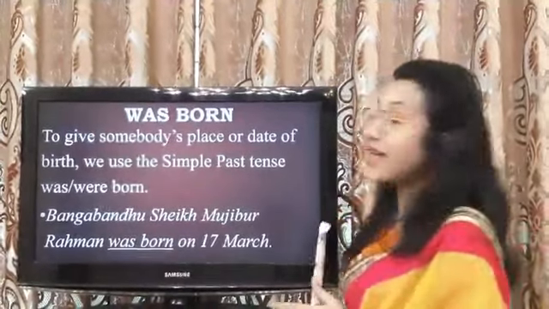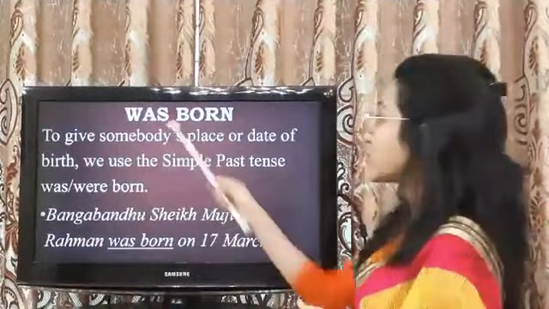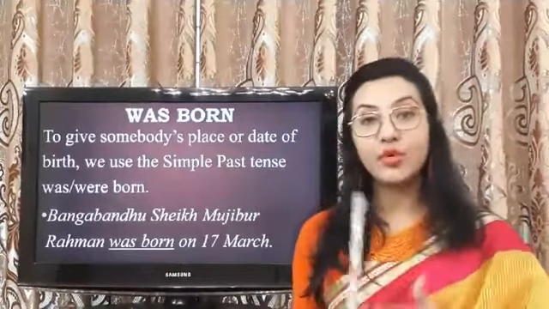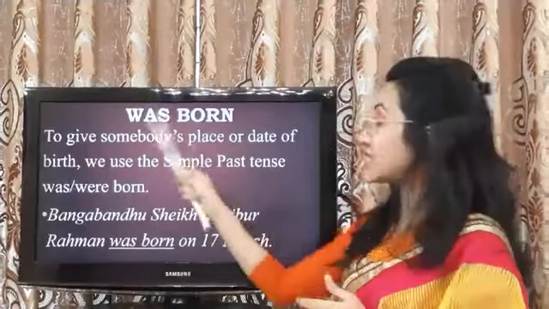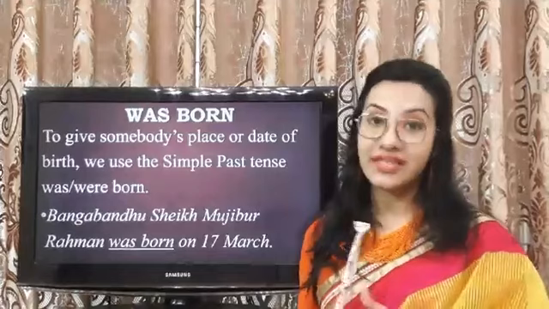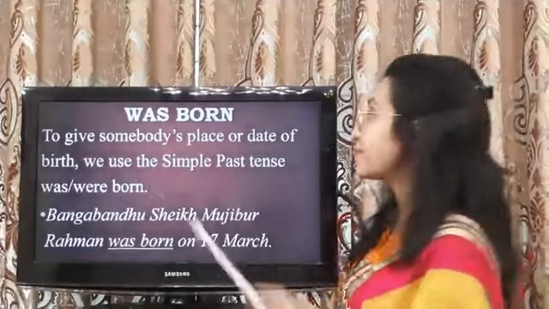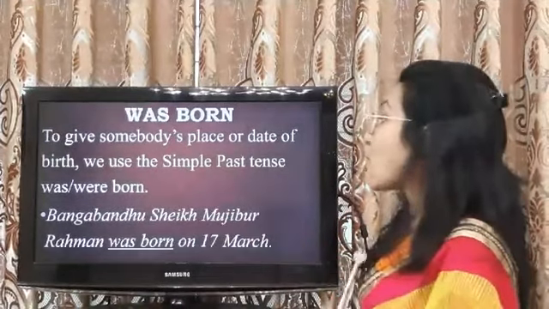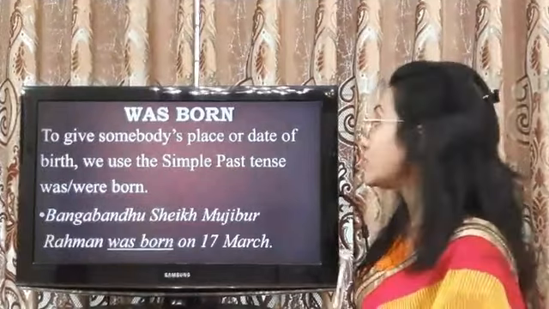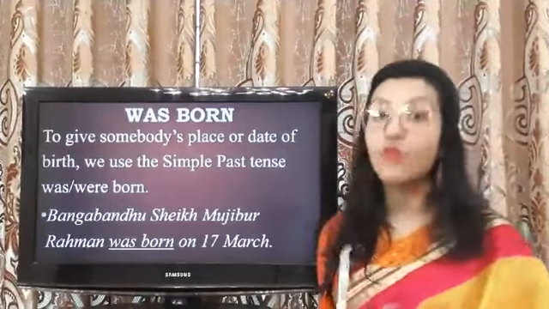Generally, the clue that we are going to have in the exam is was born. So since be plus born here has was, it's very clear to understand that this is in past tense. To give somebody's place or date of birth, we use the simple past tense was or were born.